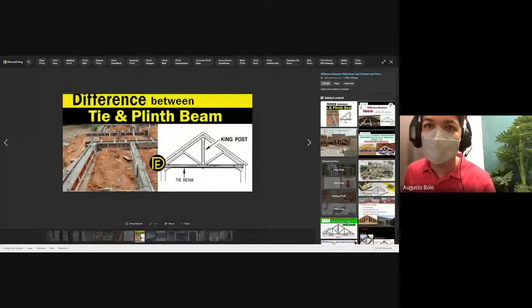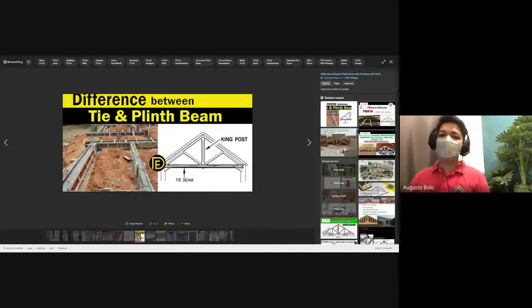Okay, on your screen is an example of plinth. The plinth beam is commonly interchanged with tie beam. Although their function is the same, it's part of the beam structure also. But definitely plinth beam is usually above the ground level to take the load of the wall coming over.